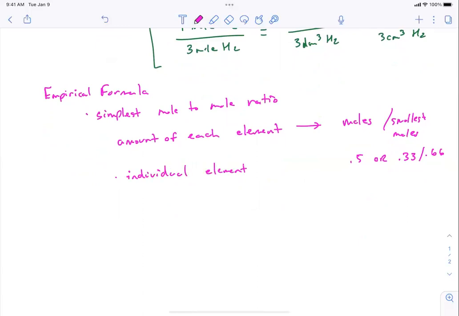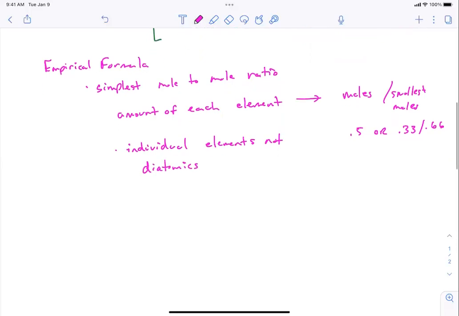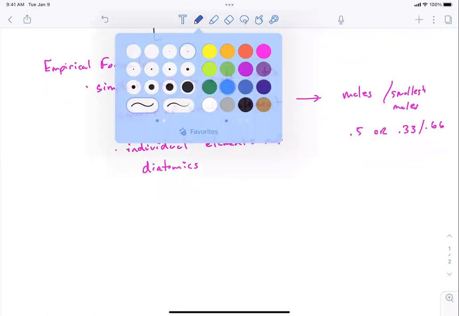Okay. And also you want to make note that these are individual elements, not diatomics. So when you're doing empirical formula, you're looking for the number of actual atoms that are present, not the number of molecules. So like H is just the mass of H, O is just the mass of O. Okay.